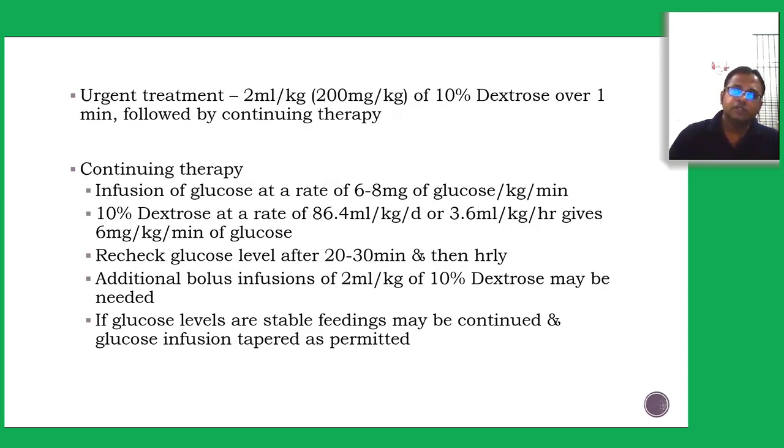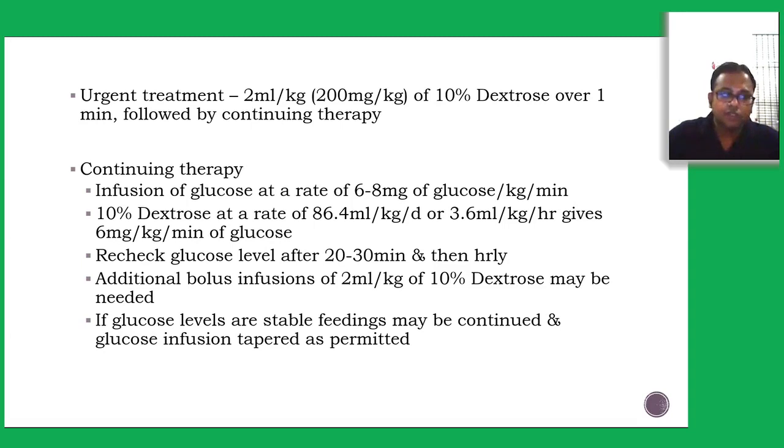So for urgent treatment, we can give 2 ml per kg of 10% dextrose. Some authorities recommend 2 to 4 ml per kg, and always you have to follow this up with continuing IV therapy, an IV dextrose drip.